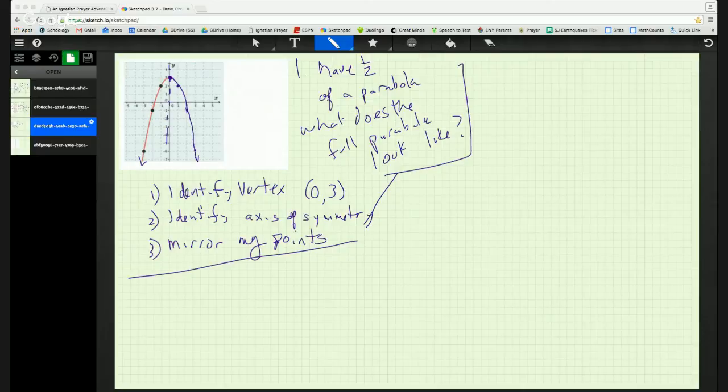All right, coming back. That's it. That's lesson 8. It's the shape of parabolas. We talked about vertex. We talked about axis of symmetry. We talked about minimum, maximums, increasing intervals, finding the rate of change, x-intercepts.